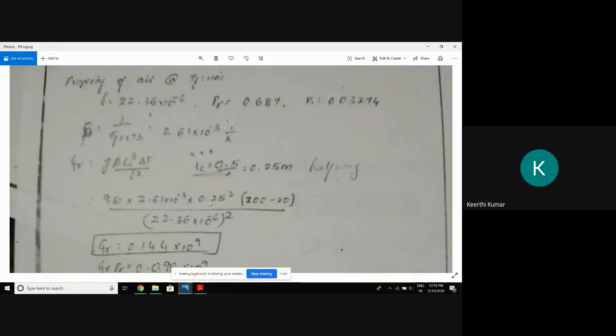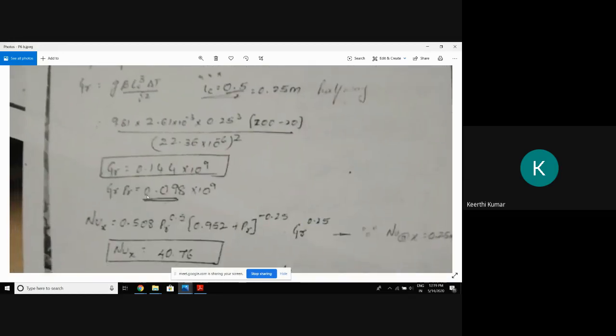Even though it is vertical, I have taken a value other than the length of the plate. Why? You should know that. If it is horizontal, it is area by perimeter. If it is simply a vertical plate, LC is equal to L. If it is at some x distance, you take that x distance value. Then delta T is 200 minus 20, and the kinematic viscosity. The only change is LC, because he has given halfway. Find out the Grashof number, then as usual go for Grashof into Prandtl. You will get this value, 0.098 into 10 to the power of 9.